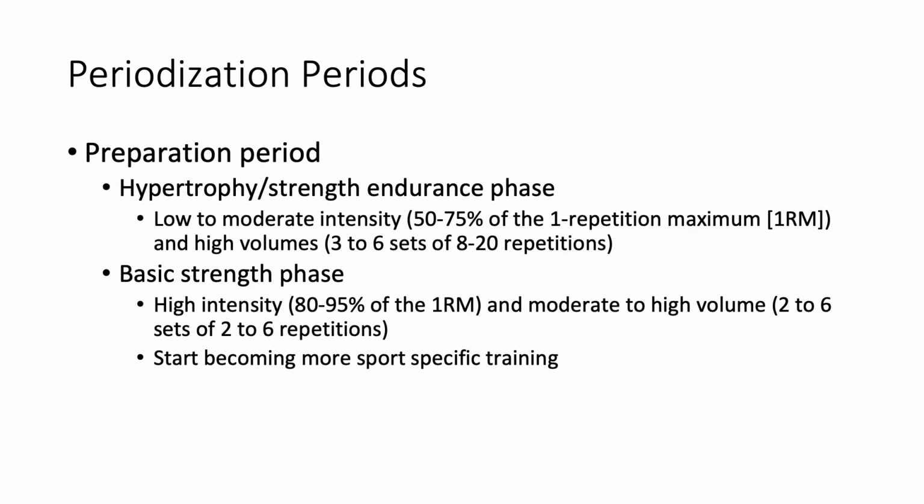In the preparatory period, the resistance training phases can be created in order to depict more refined differences in training intensity and volume. The first one is the hypertrophy strength endurance phase. This typically occurs during the early portion of the preparatory period, such as during the general preparatory phase. The training intensity is low to moderate and the overall volume is high. The second one is the basic strength phase, which occurs during the specific preparatory phase. During this time, the training intensity is high and the volume is moderate to high. Also, this is where the training becomes more sport specific.